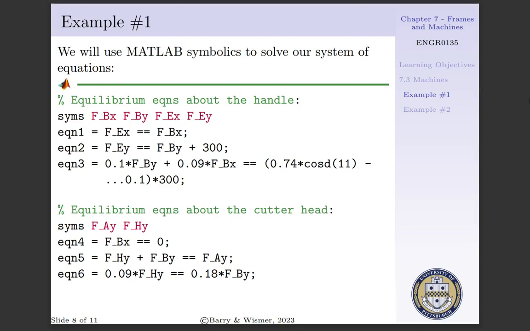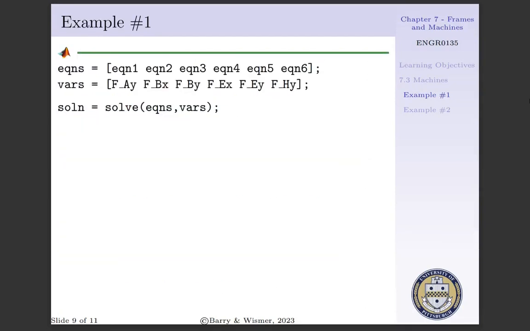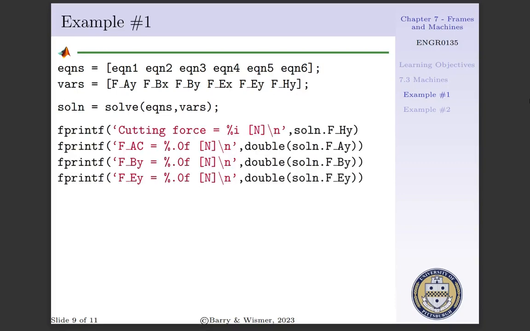With 6 unknowns and 6 equations, we can solve our system. We'll define our equations vector as equation 1, equation 2, equation 3, equation 4, equation 5, and equation 6. We'll define our variables vector as FAY, FBX, FBY, FEX, FEY, and FHY. Our solution structure will solve our equations for our variables. In doing such, we can print to the screen our cutting force, which is force FHY, as well as the force on our two-force member FAC, and the forces on our pins FBY and FEY.